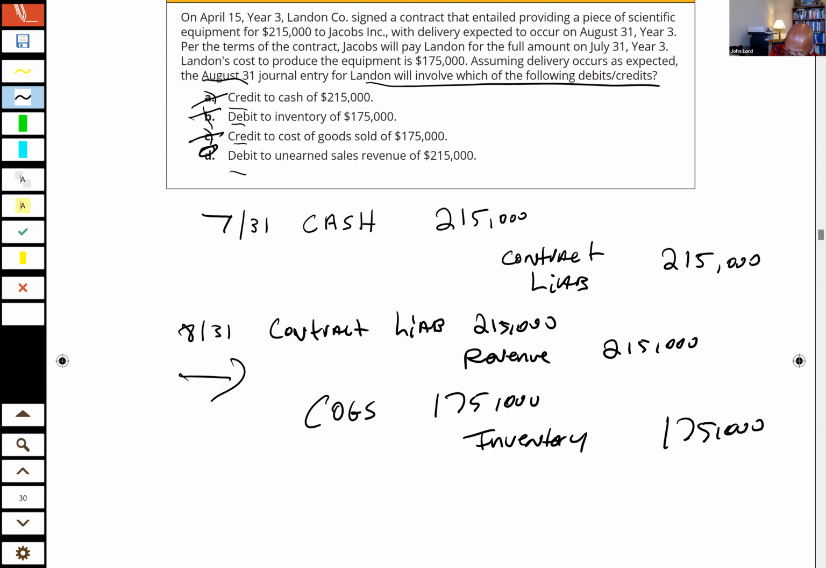Yes, there's a debit to the unearned sales revenue or contract liability. Like I said, there are two sides of the same coin, guys. Okay. But here now, we would debit the unearned sales revenue, contract liability. Unearned revenue is a liability. Okay. Any questions about anything?